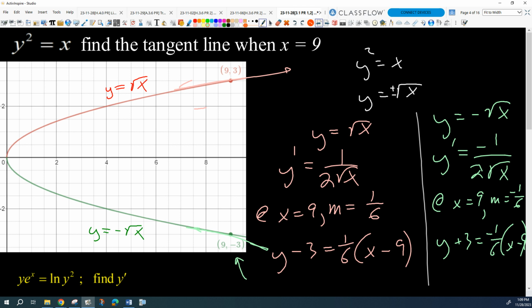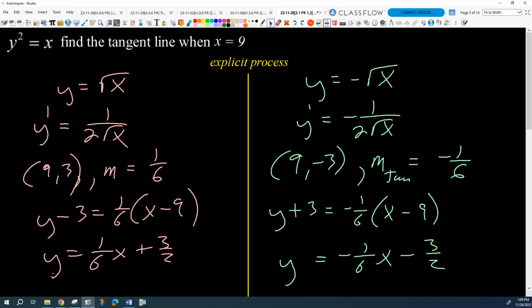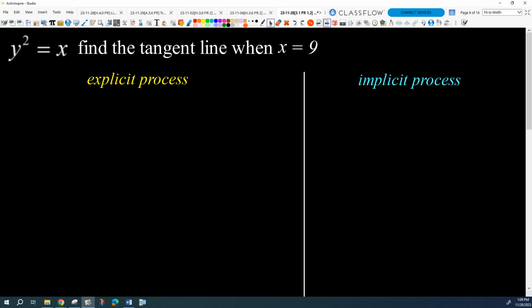Okay, that's a lot of work, though, right? I mean, we did a lot of stuff there. Is there an easier way? Okay, and I'm going to take a picture here, and I want you to see if you can find a pattern that makes this whole process much simpler.